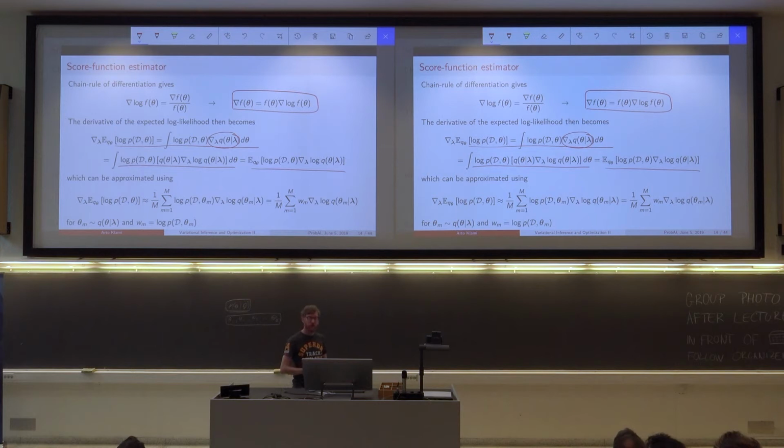Now it is an expectation, so we can use Monte Carlo. Draw samples from q. For every single sample, you compute the numerical value of the gradient of log of q multiplied by the log of p. You can also think of log of p as a weight: you're computing the expected gradient of the log of the approximation multiplied by some weights that come from the model.